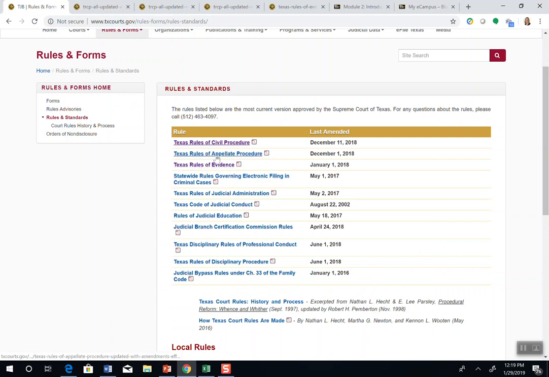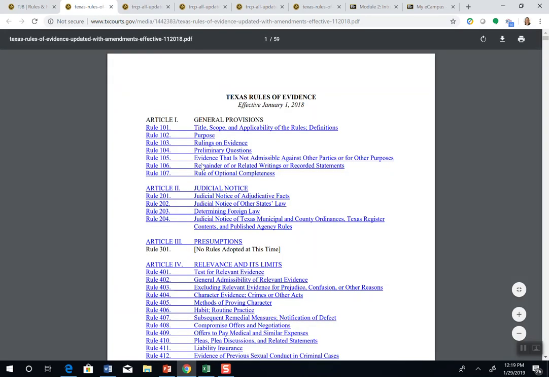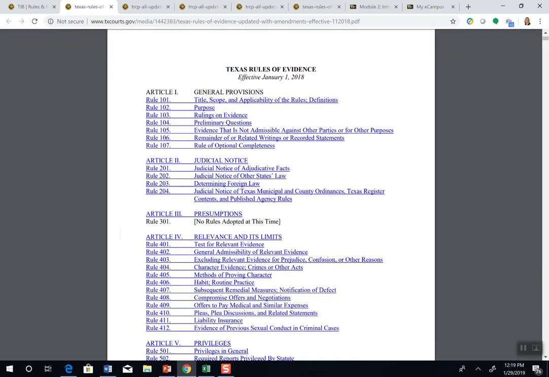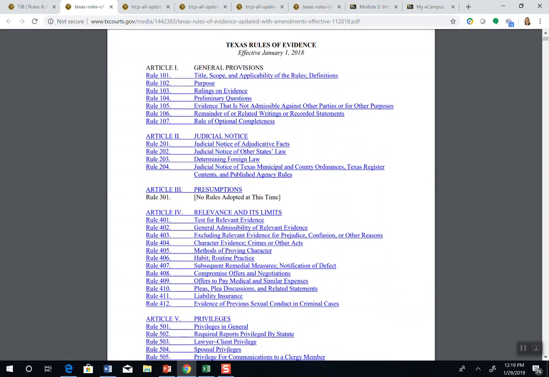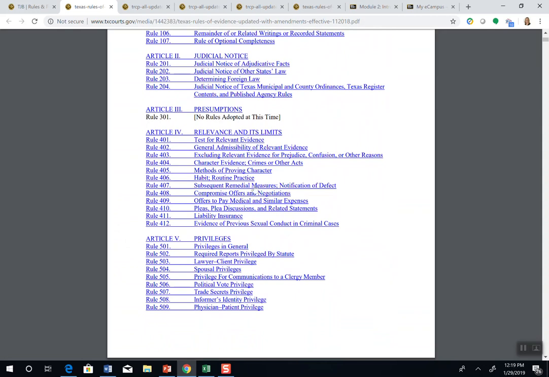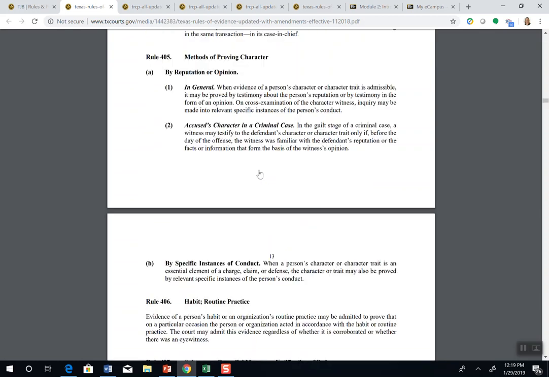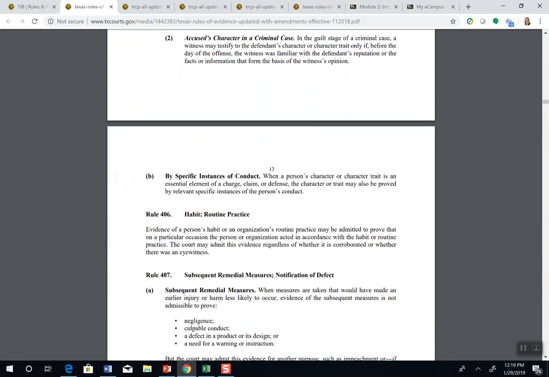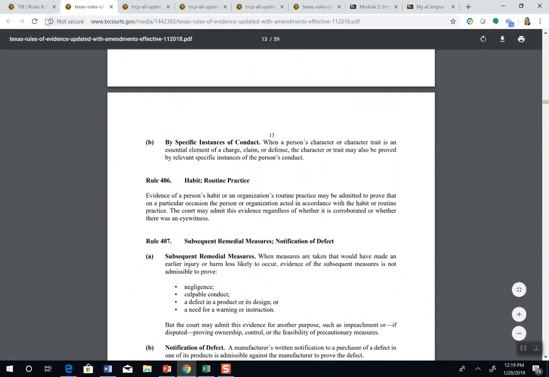We have appellate procedure, how we're going to appeal. We have Texas Rules of Evidence, always a fun one. Here's our rules of evidence. We always start with purpose and scope. By the way, when it says foreign law, it doesn't mean outside the U.S., it means outside of Texas. Methods of proving character. When a character's trait is admissible, then you've got a way that you have to proceed.